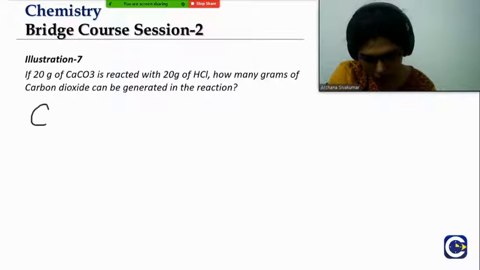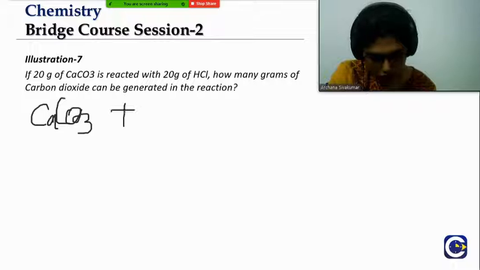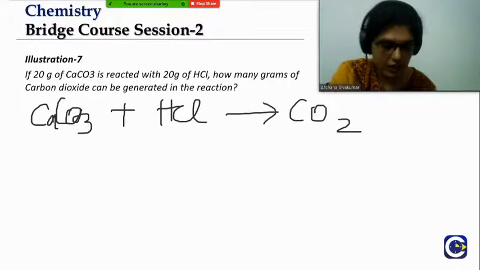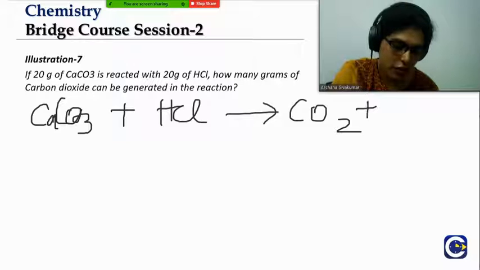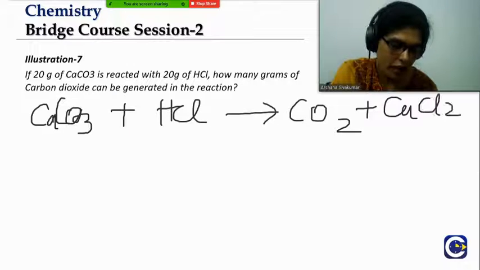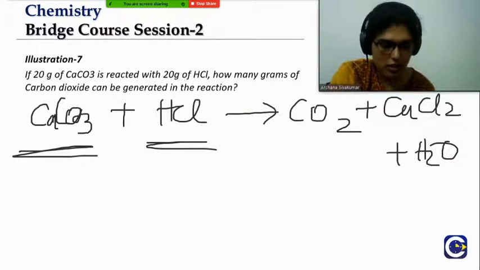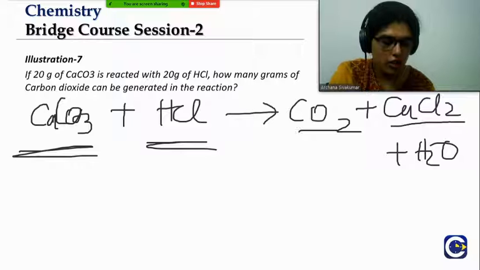Reaction of metal carbonate with acid will give rise to carbon dioxide, and what else? It will give rise to a salt and it will give rise to water. This is the complete reaction. The metal carbonate will react with acid to give carbon dioxide, salt and water.